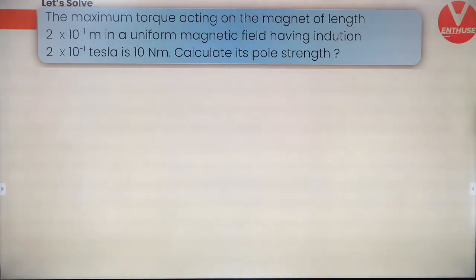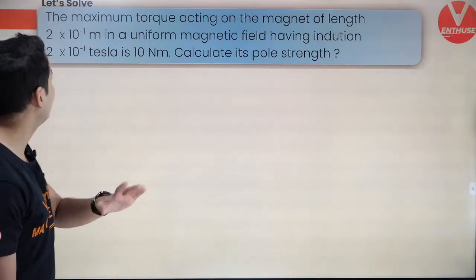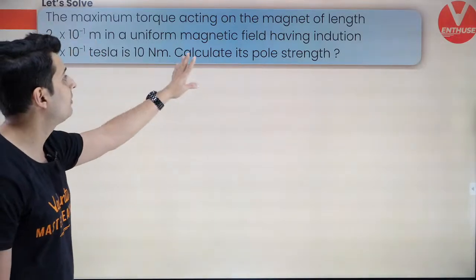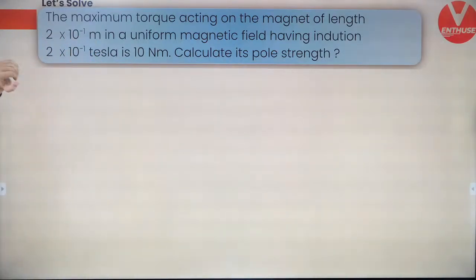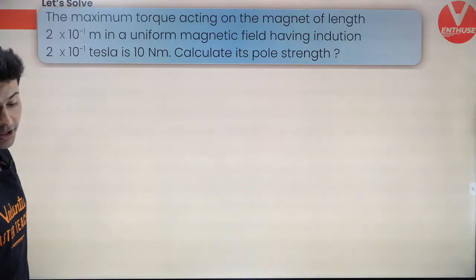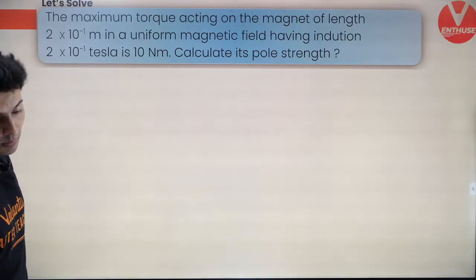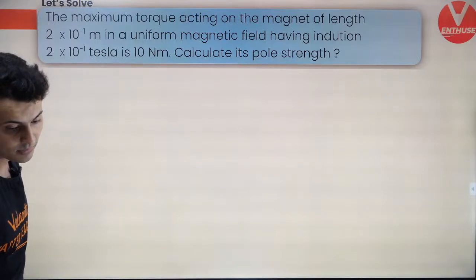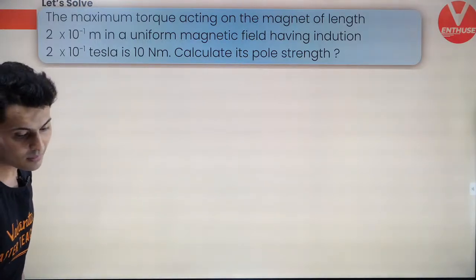The maximum torque acting on a magnet of a certain length in a uniform external field of 2 into 10 to the power minus 1 Tesla is 10 Newton meter. What is its pole strength? Very interesting question. Let's see how many of you can do this, because this is the last question for today. Come on, guys.